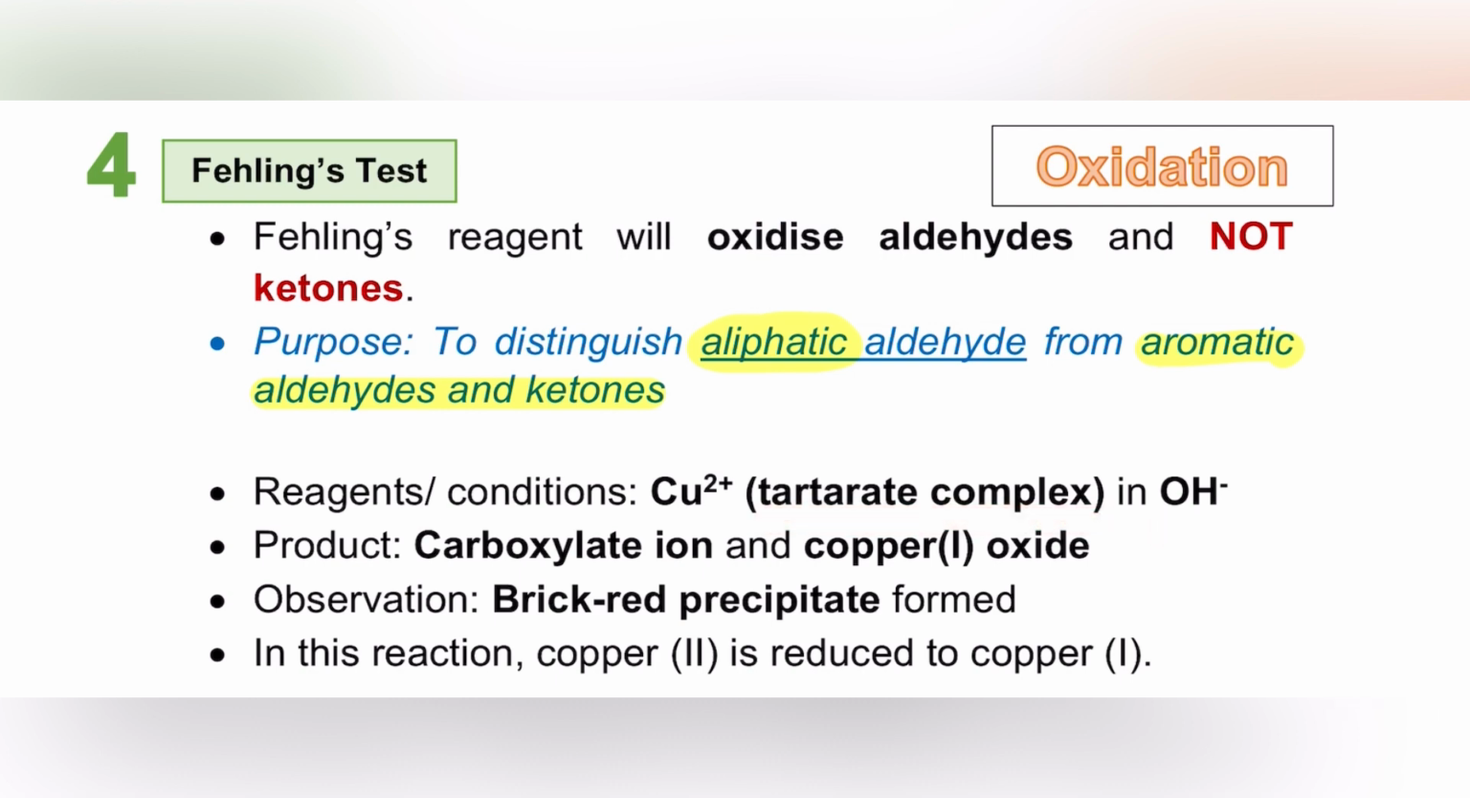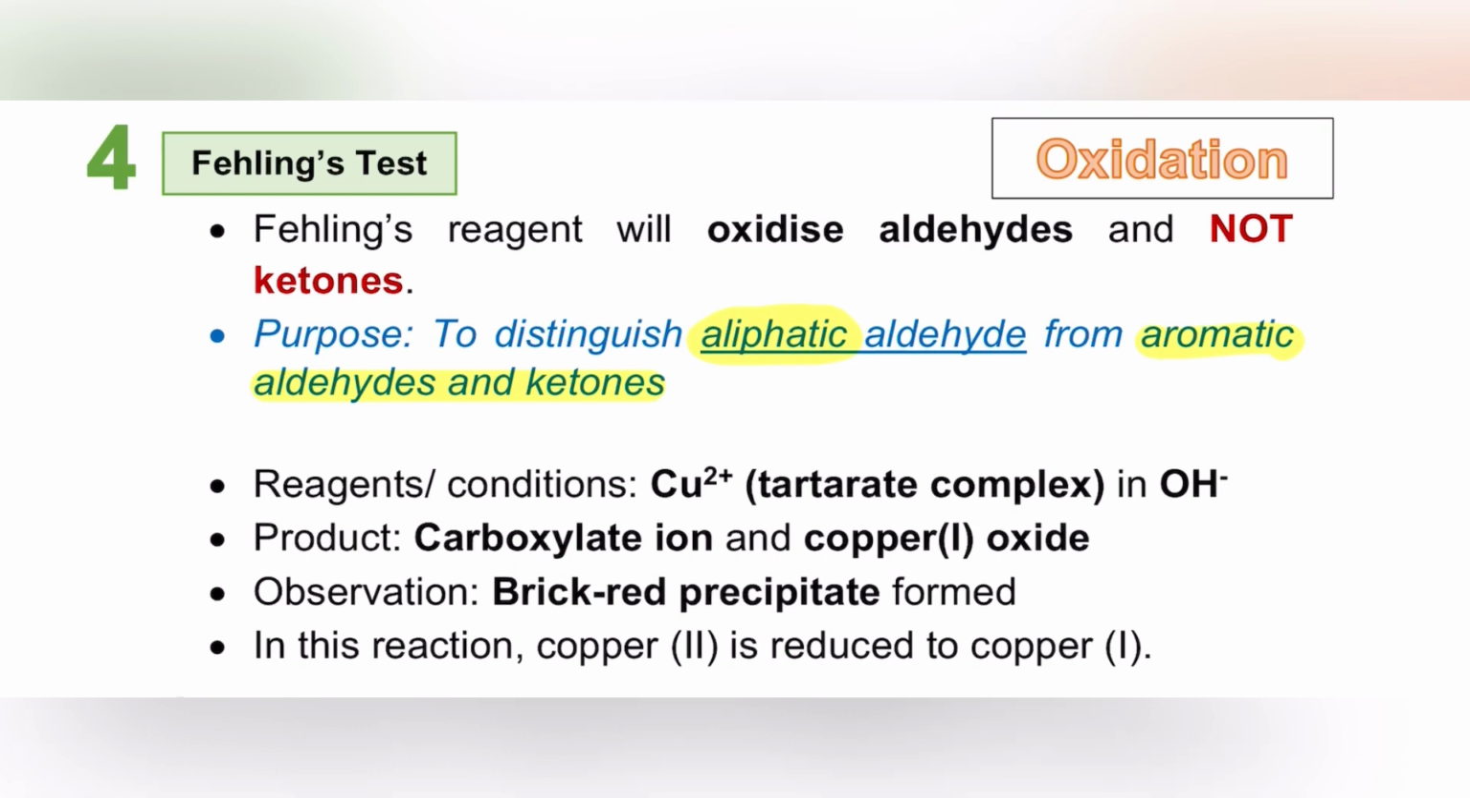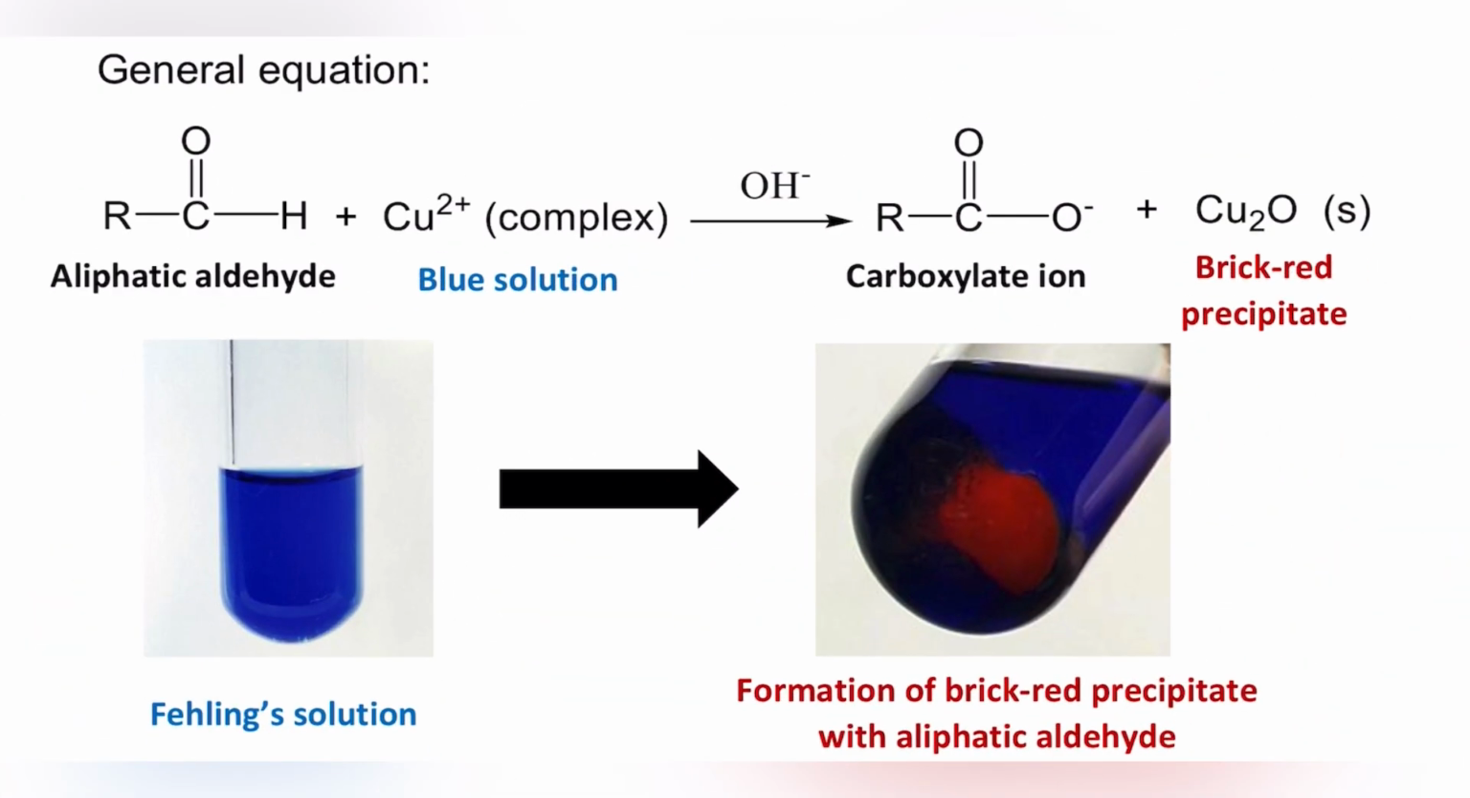So the product that you will form is copper 1 oxide dan juga carboxylate salt, and the observation should be brick red precipitate form. So dalam reaction ini awak boleh nampak sebenarnya Cu2+ akan reduce menjadi Cu+. So this is our general equation. You have aliphatic aldehyde as I mentioned before, and then bila tulis equation awak just perlu tulis Cu2+ complex.